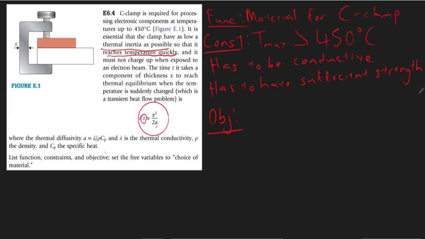So diffusivity is a material property. So we are trying to reduce the diffusivity of this material. So the objective is minimize. Oh, sorry, we are trying to maximize diffusivity, because if you increase this value, then the time it takes will be reduced. So we are trying to maximize diffusivity.